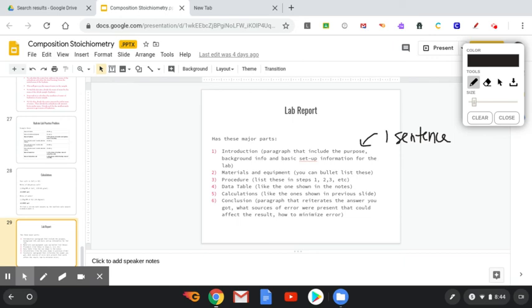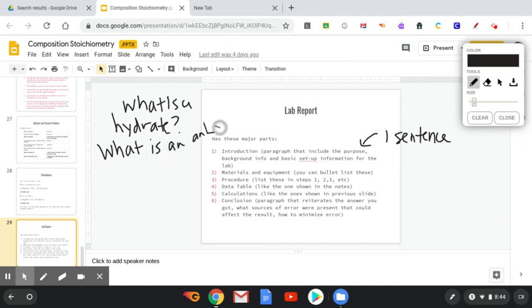You're going to include background information. For this lab, good background information would be: what is a hydrate? What is an anhydrous salt? How do you know that you have heated the hydrate long enough to get the anhydrous salt? That's the kind of stuff you want. Also basic setup information: how are you going to achieve your purpose? That all should just be about a paragraph, maybe 2 tops.